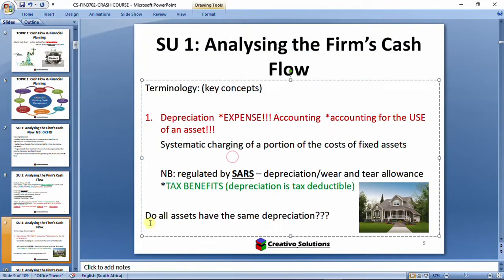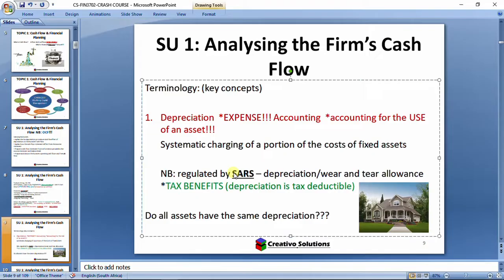The last question here on the screen is, do all assets have the same depreciation? What do you think? Yes or no? Why don't you think so? Can you explain? Different assets, it depends on the asset, on how long it will last you or how long you can use it. That's a good point. So timing is definitely a consideration. So you're right. All assets have different depreciation rates.